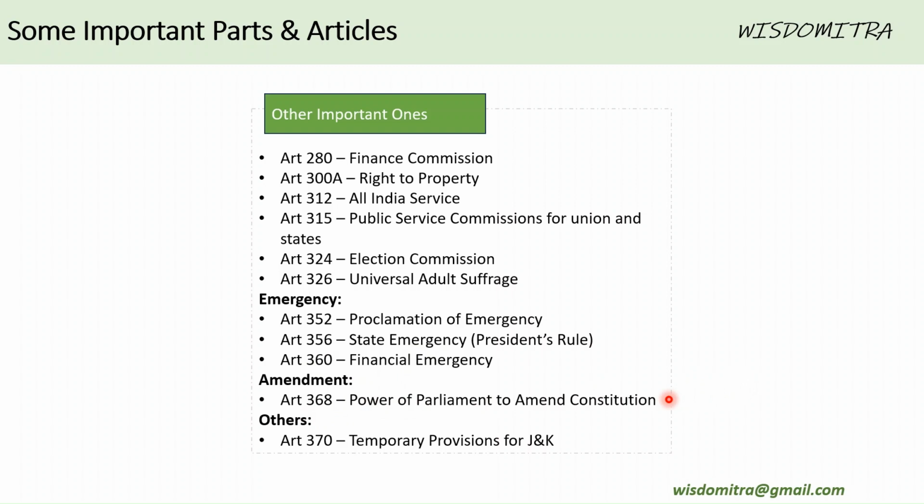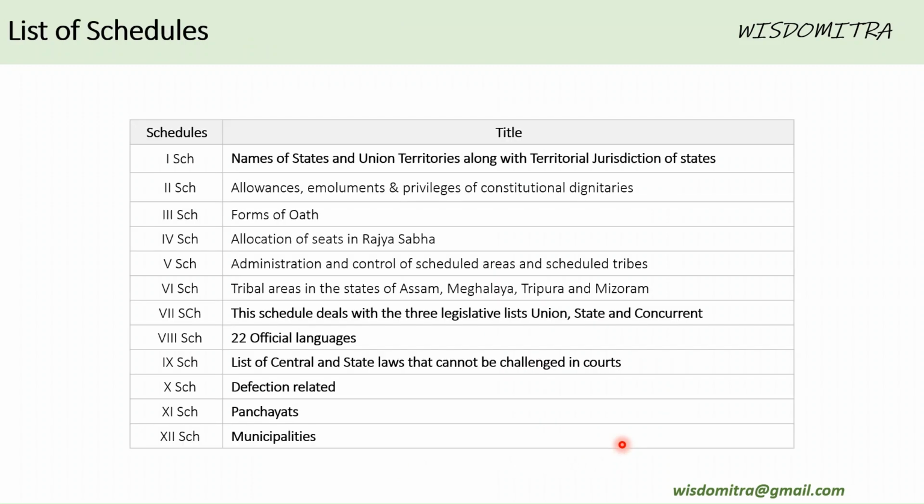What's the procedure for amending a constitution has been explained here. 370 is about temporary provisions for J&K, and this has been abrogated recently. I hope you all know that.